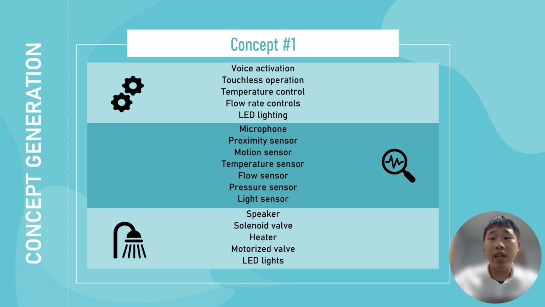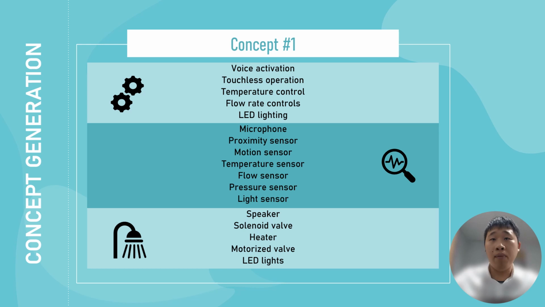First of all, it can be controlled by using voice activation, which means that the user can turn on and turn off the water tap by using simple voice commands. In addition to the voice activation, this smart water tap also features touchless operation, which is made possible by proximity sensors and motion sensors. These sensors can detect whether the user's hands are within range of the water tap and automatically turn the water on or off. And this will make the tap more hygienic.